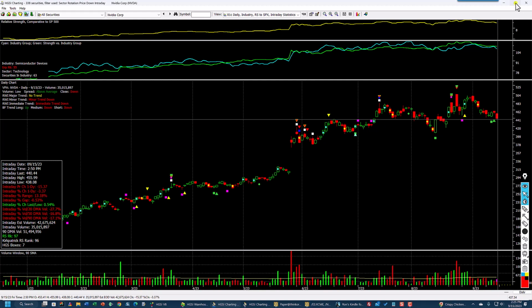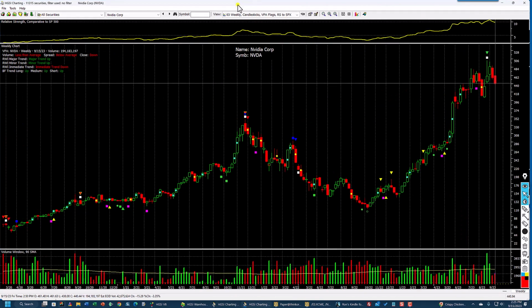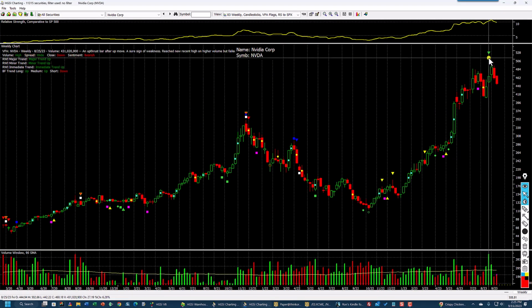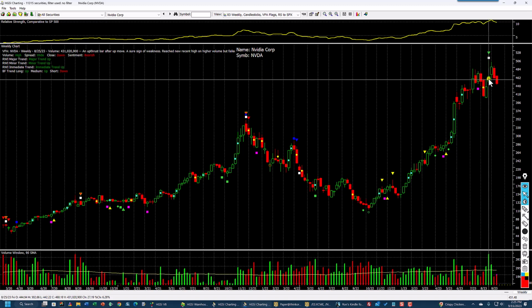I'm going to minimize this. Let's take a look at the weekly chart. You can see how strong this was for such a long time. And then it started getting sloppy here. And let's make this full screen. If I click on here, upthrust bar, reached new high but failed to hold. This was on, or during this week.